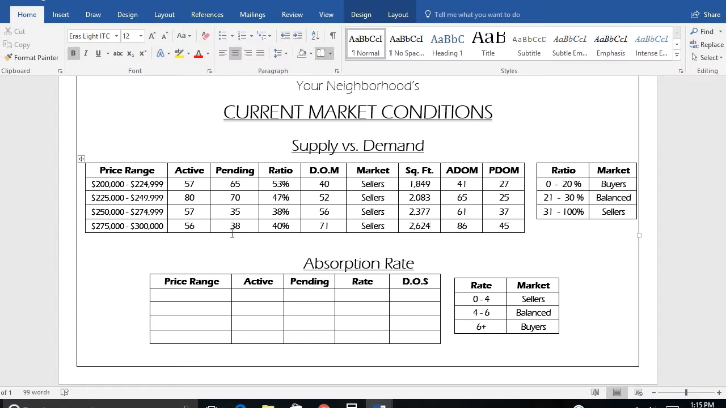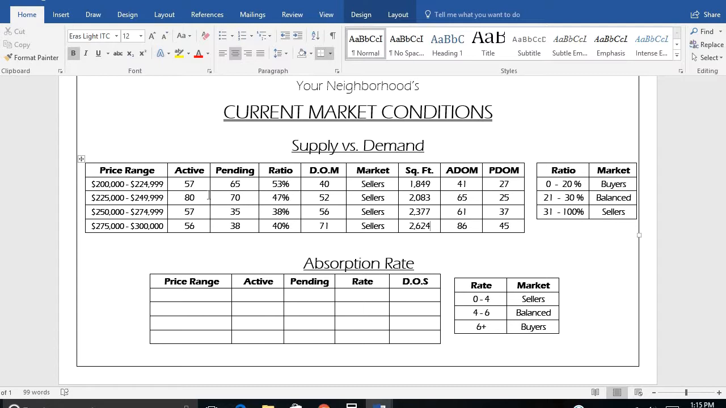And typically it's because you don't have a lot of data. Like for instance, this 275 to 300. Let's say we had 1 active and 2 pending. Well, technically that would be a 66% ratio, 2 divided by 3, right? Does that really mean it's that strong of a market? Not necessarily, because there's only 3 units of data to pull from. So the rule of thumb is you want at least 10 units between active and pending combined to have any sort of semi-accurate data.